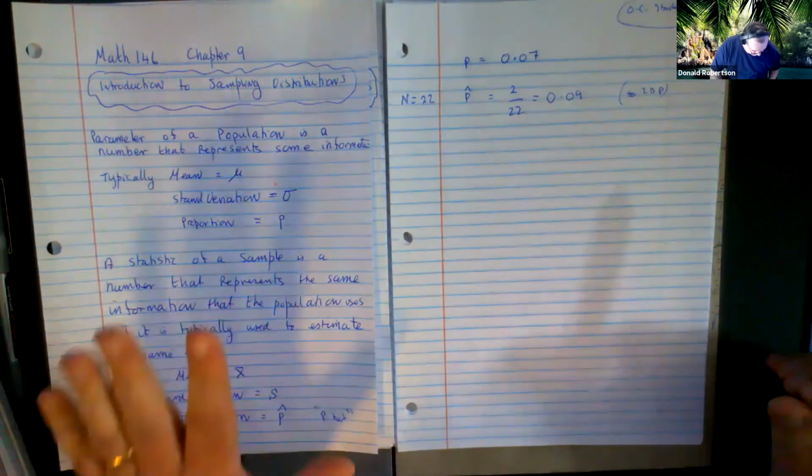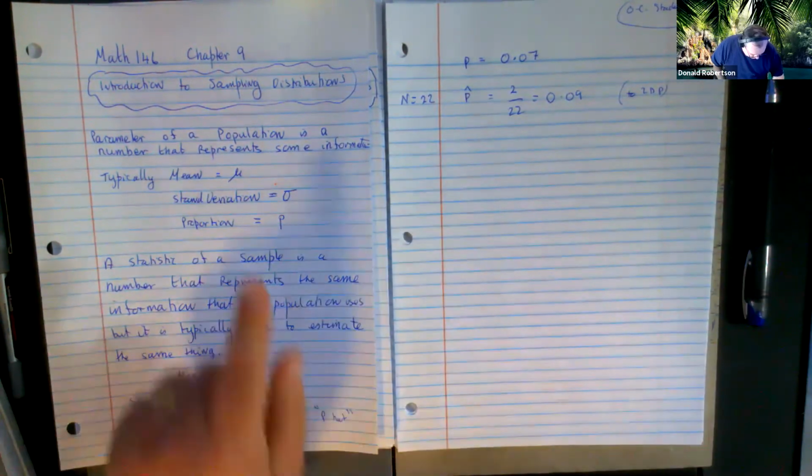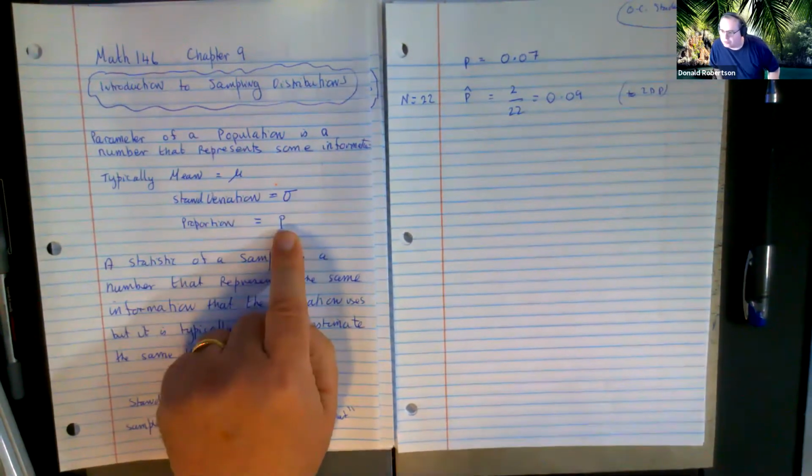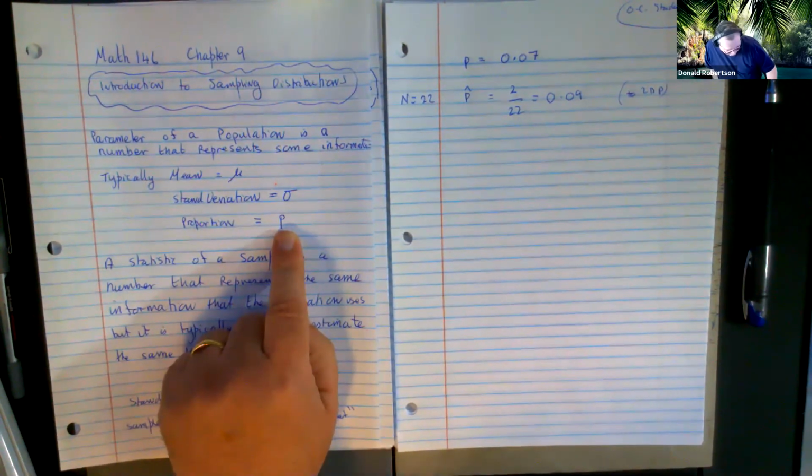So are we comfortable with the terminology? If you see mu, sigma, or p, you know it's to do with a population, and you know what you're measuring.